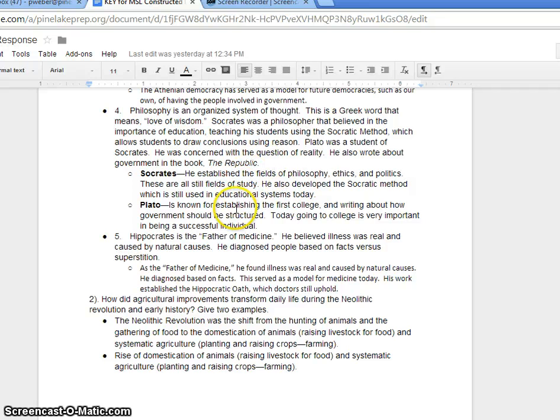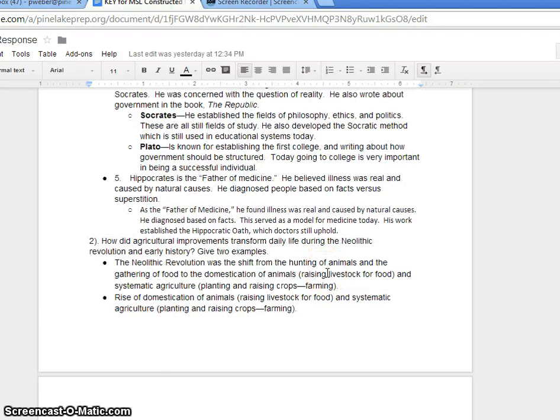Next, we see philosophy. So some Greek philosophers were Socrates and Plato, and some of the effects, establishing the field of philosophy, establishing the Socratic method, the idea of going on to higher education from Plato, things like that. Next, Hippocrates. He was known as the father of medicine, believed that illness had a real cause, and so this served as a model for medicine today. So those are some of the possible answers that you could have put.